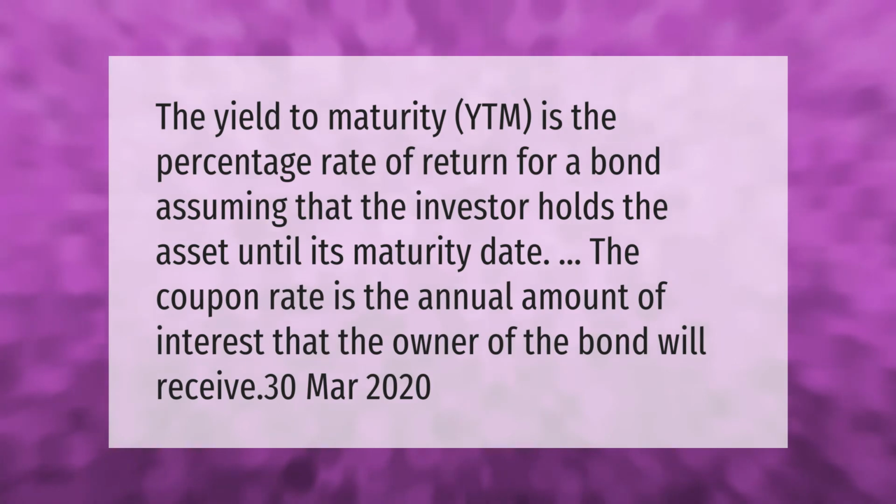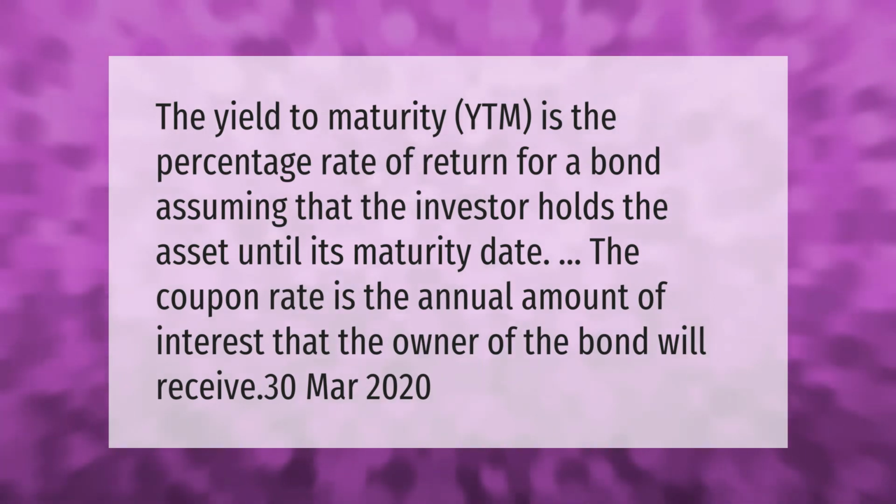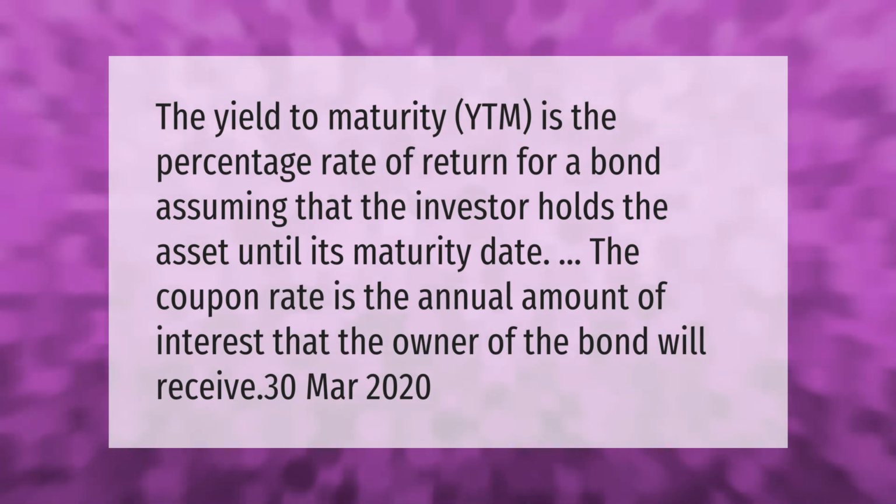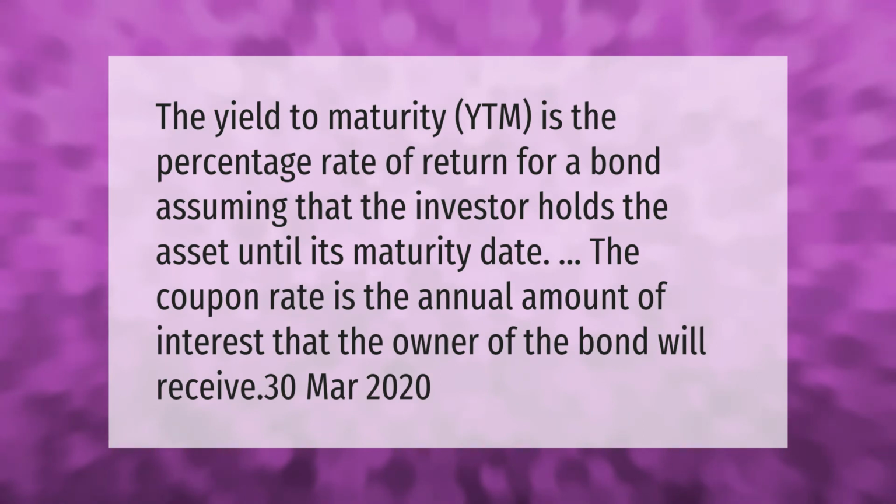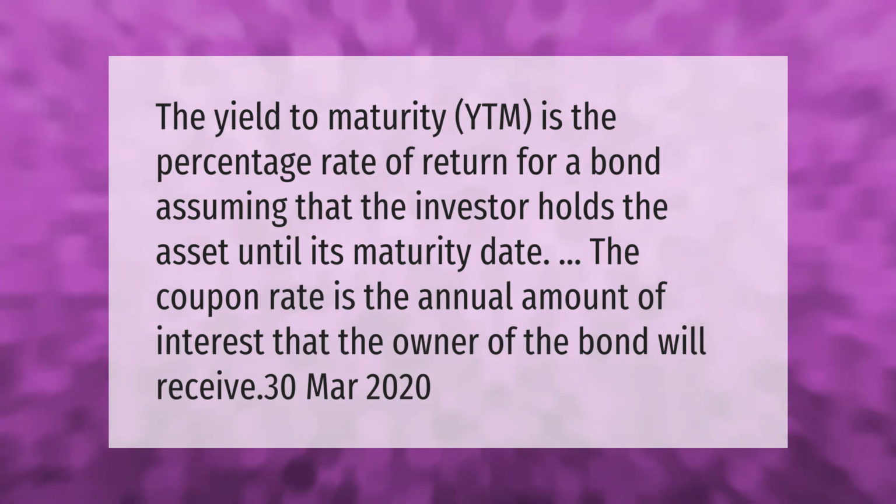The yield to maturity (YTM) is the percentage rate of return for a bond assuming that the investor holds the asset until its maturity date. The coupon rate is the annual amount of interest that the owner of the bond will receive.